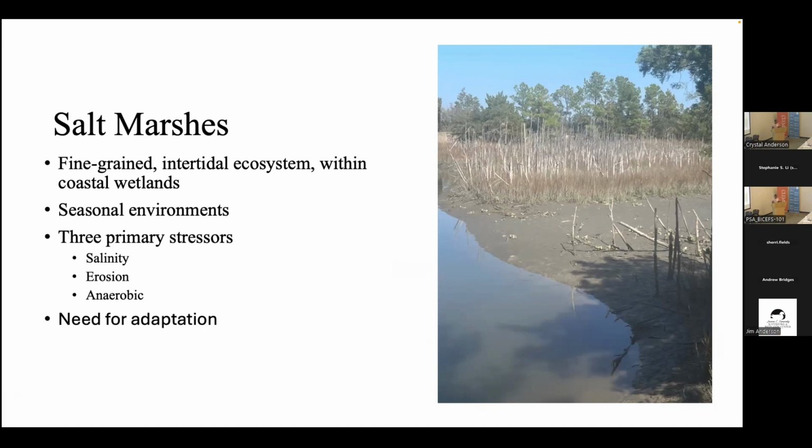The first one is salinity fluctuation, due to tidal inflows and freshwater inputs. The second is erosion, basically from water movement, which can displace soil and plants. And the last one is anaerobic conditions, usually saturated soil, which limits oxygen availability for roots. Because of these stressors, organisms must adapt to survive and thrive in such challenging environments.